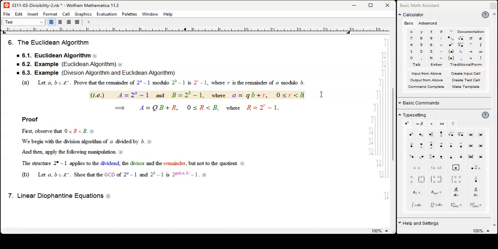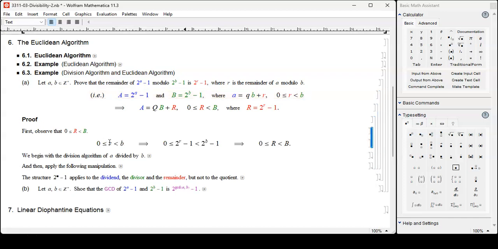Small r is greater than or equal to 0, and strictly less than small b. That's where we start. And then let's apply this 2 to the something power minus 1. So r is less than b. So we take 2 to the r power, then that's less than 2 to the b power, right? Subtracting 1 applies the same way to left-hand side and right-hand side. So we have the desired inequality. 2 to the r power minus 1 is strictly less than 2 to the b power minus 1.